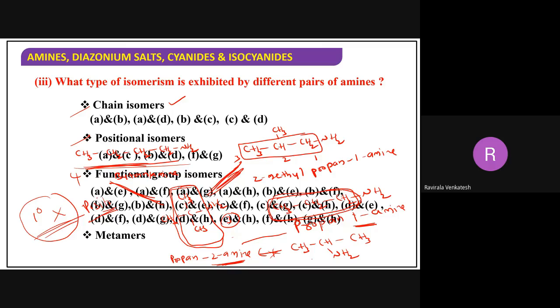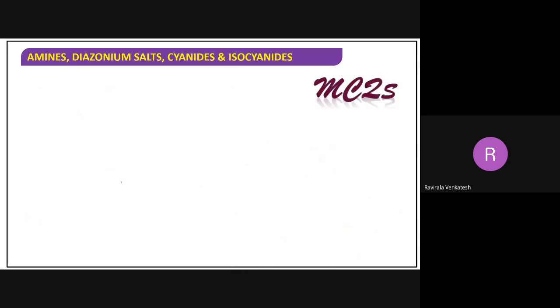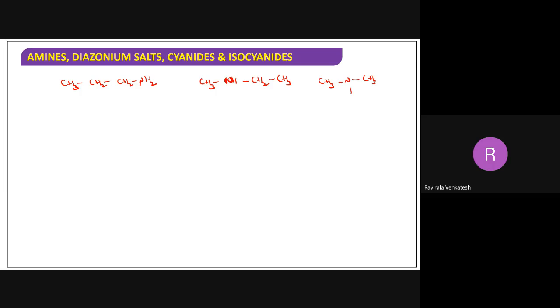Functional isomers means all primary, secondary, tertiary amines are functional isomers. For example, if I write CH3, CH2, CH2, NH2. Right? One more I'm writing. CH3, NH, CH2, CH3. One more I'm writing. CH3, N, CH3, and all are having what molecular formula? C3H9N. This is the molecular formula for all these. One is primary, other is secondary, tertiary. Now these are functional isomers.